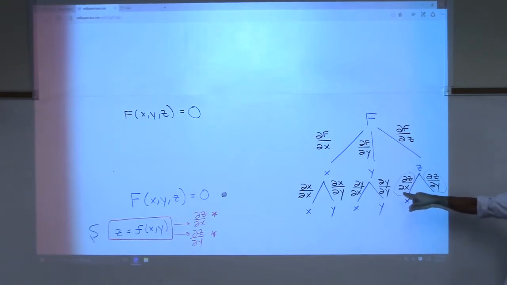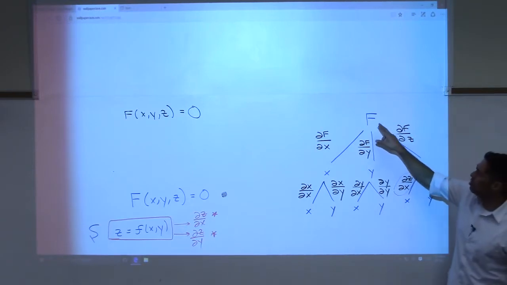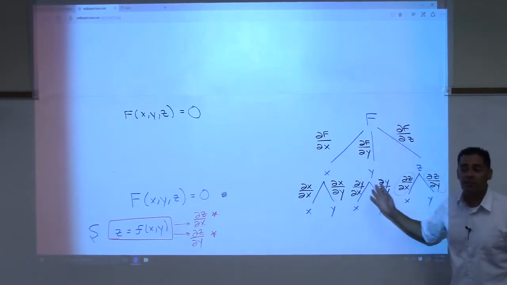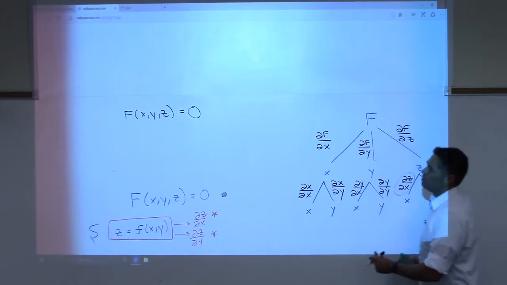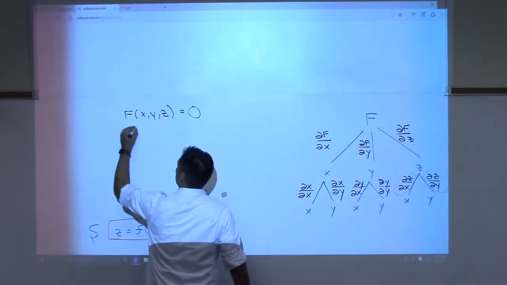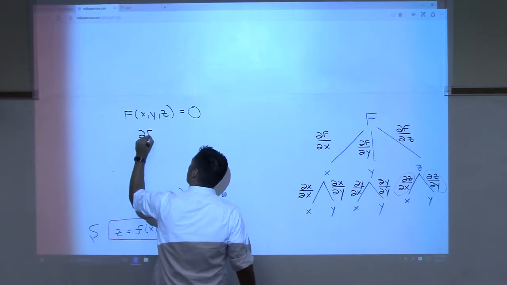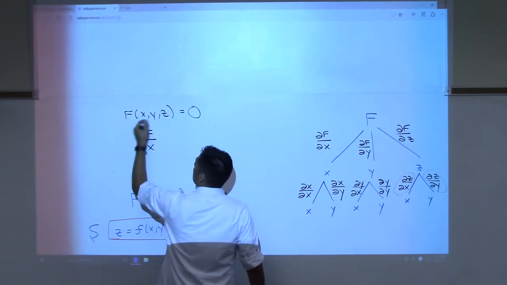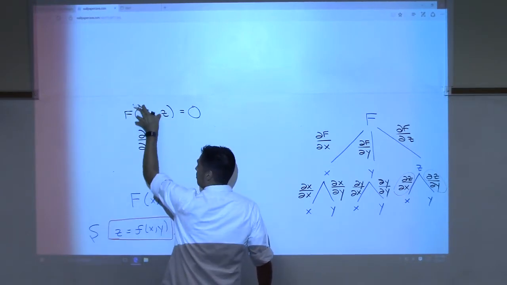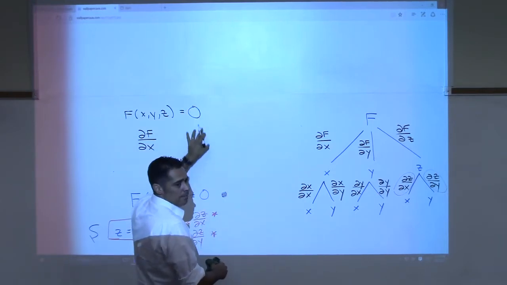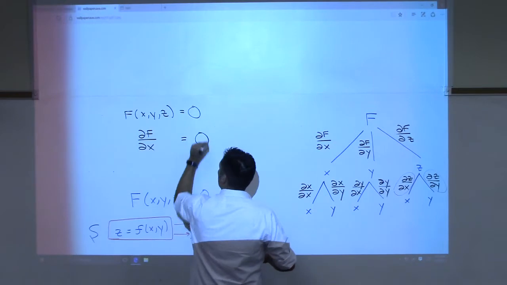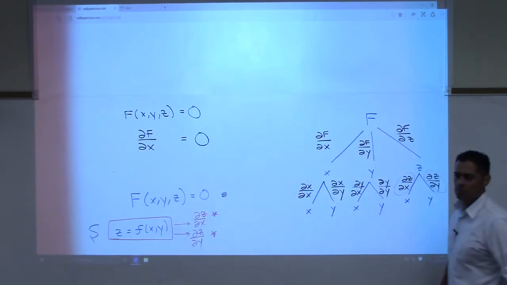So why don't we find the partial of F with respect to X? What would that be? If we take this right here and we take the partial of F with respect to X, I'm going to do something to this, right? Take the partial of this with respect to X. What does the partial of this side with respect to X become? Zero, right? So shouldn't we have that equation hold true?